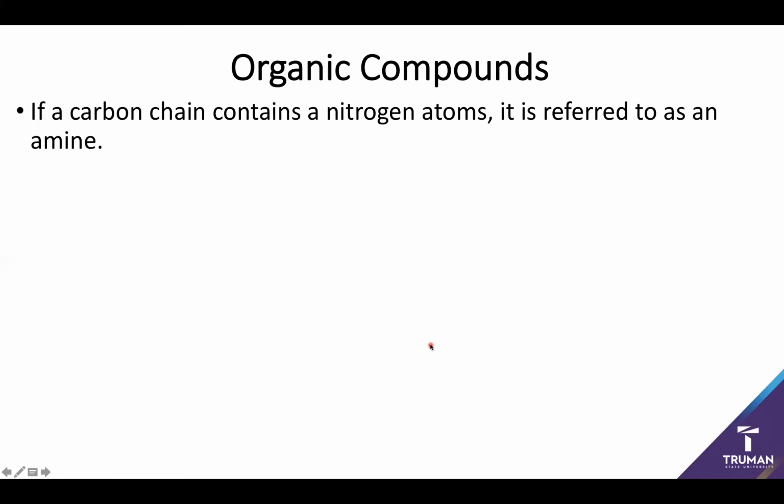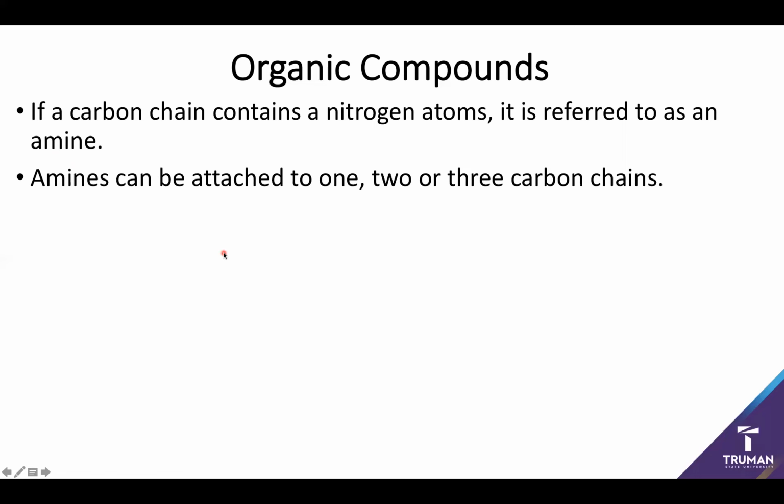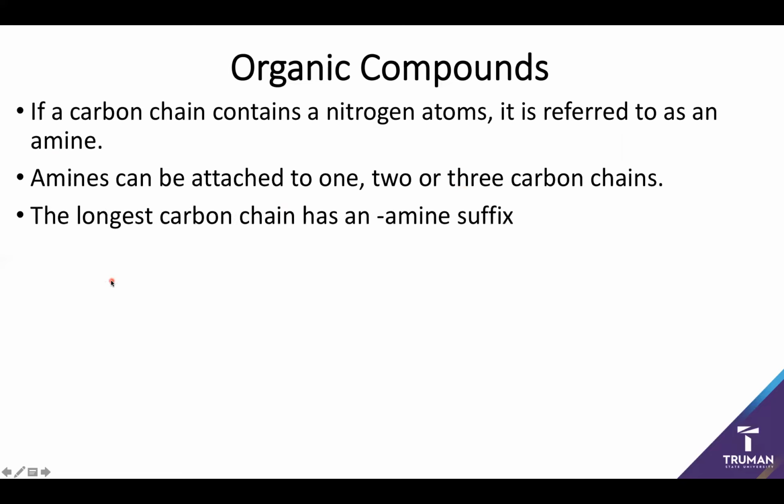So another thing I can do is I can add in a nitrogen atom. So anytime I have essentially a nitrogen atom in an organic molecule, we tend to call these amines. So amines can be attached to any number of carbon atoms, 1, 2, or 3, rarely 4. And when we're naming them, we essentially name them after the longest carbon chain, and then we throw on an amine suffix. So for example, if I have a methyl group attached to an amine, I have methylamine, which is very common in a lot of reaction mechanisms.